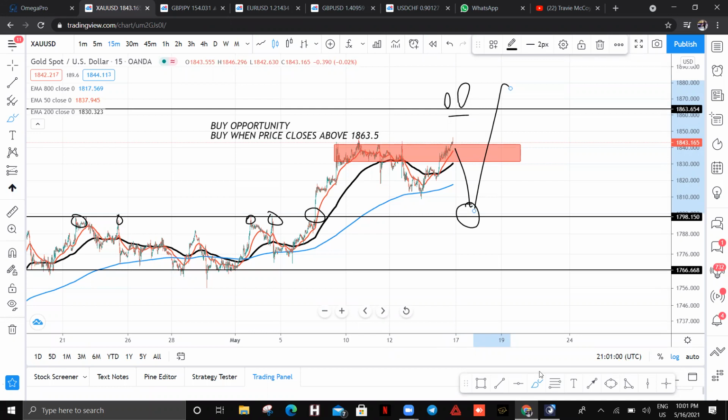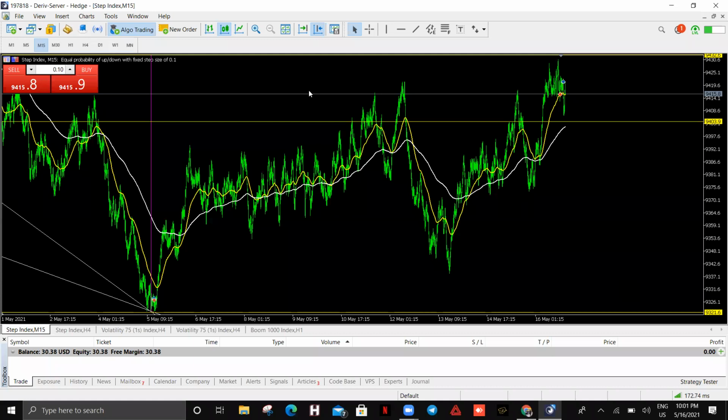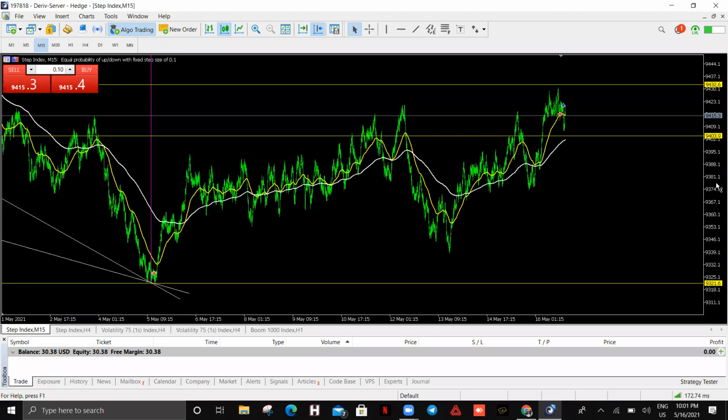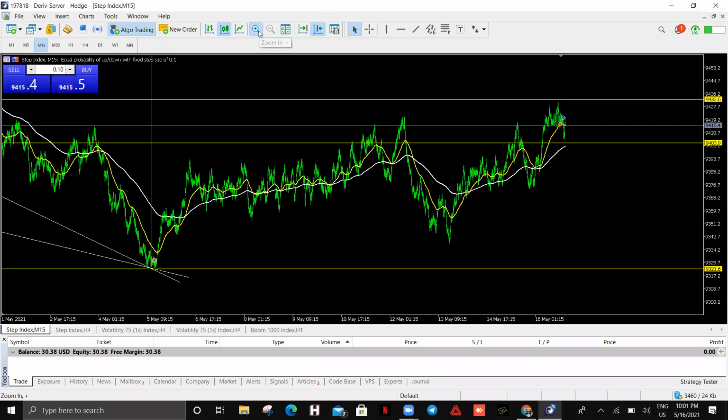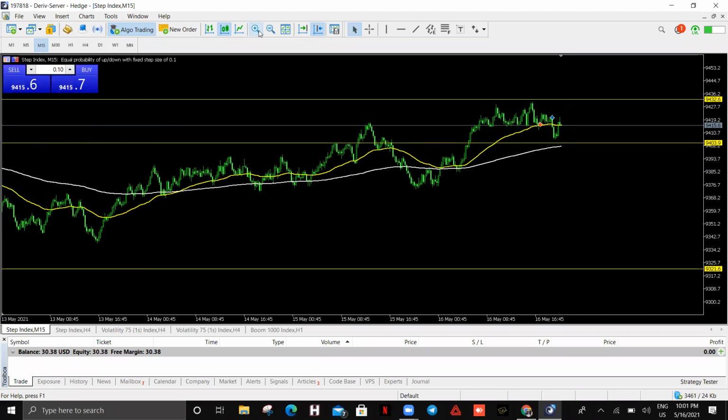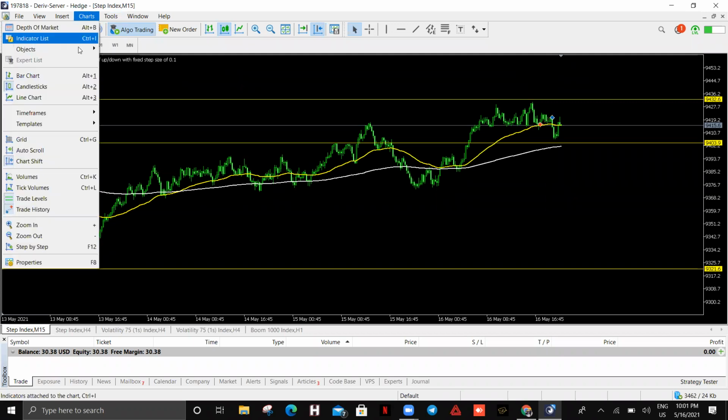And I'm looking at step index. I'm still using the same strategy for step index. Step is even having, let me see. I've already drawn my, it took me out. I was actually selling it. It took me out. I'm not going to enter this pair until I see something like this.